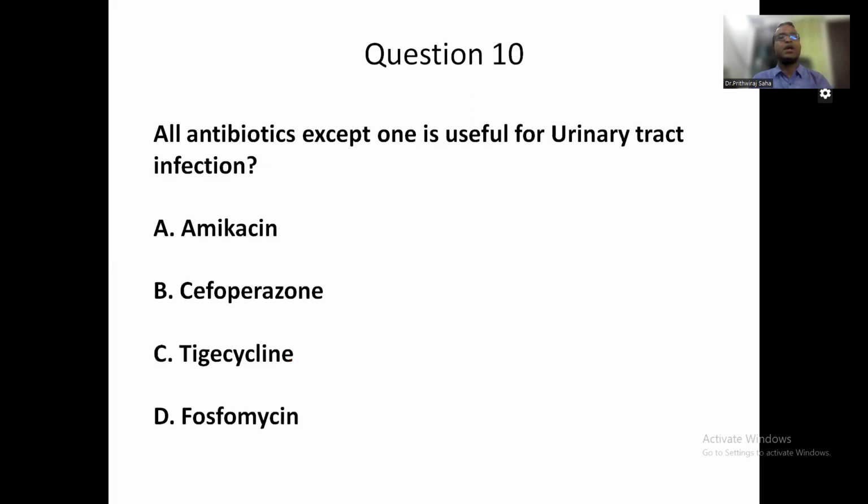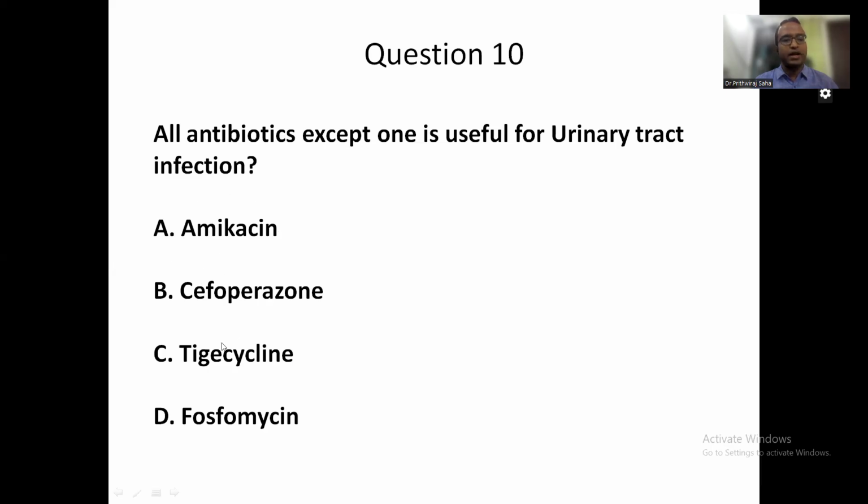All of the antibiotics except one are useful for urinary tract infection. We have discussed this, so guess what the answer is? For any drug to come in urine, the drug should be hydrophilic, right? What you are guessing is very right. The drug should be hydrophilic. So we will be seeing what the hydrophilic drugs are.